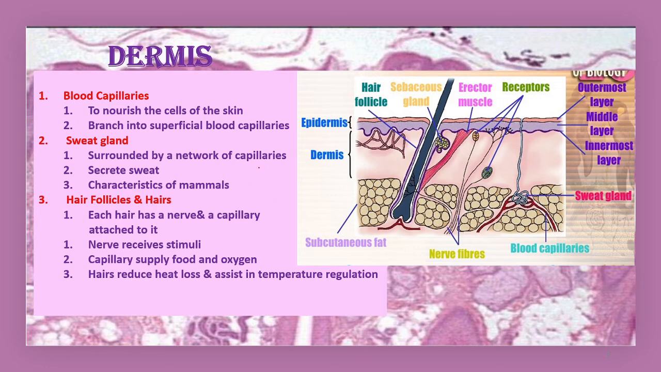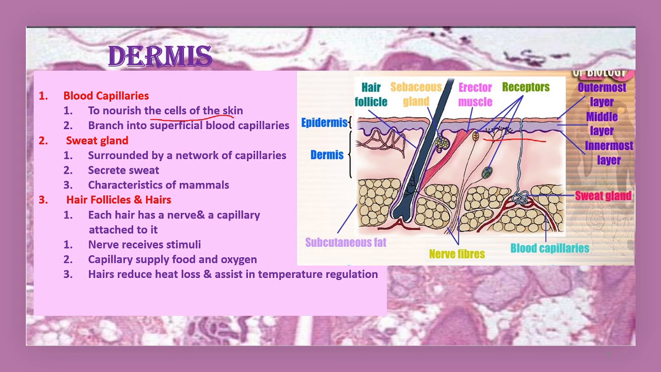In detail we see about the dermis, that is the blood capillaries which are present here. Now what is the role of blood capillaries? The role of blood capillaries is to nourish the cells of the skin. So whichever cells are dividing in this region, or whichever cells are present in this dermis, to provide nourishment to these dividing cells, that is the role of the capillaries. And these capillaries branch out into superficial blood capillaries. The capillaries which are present here in the superficial region are branched out from these blood capillaries.